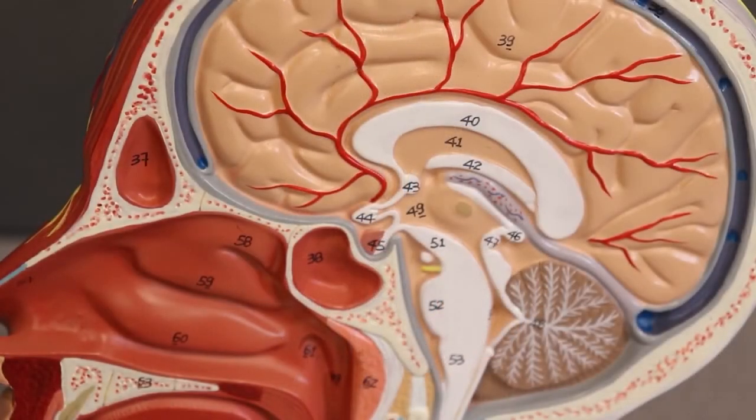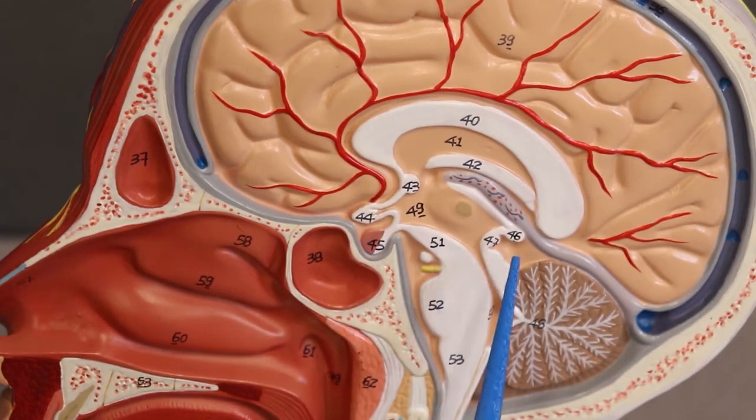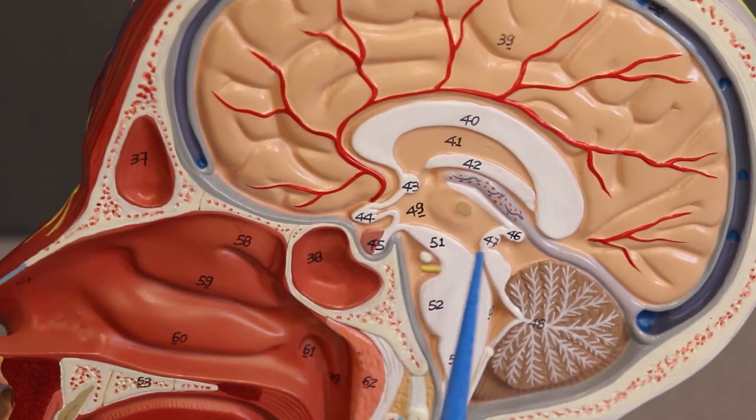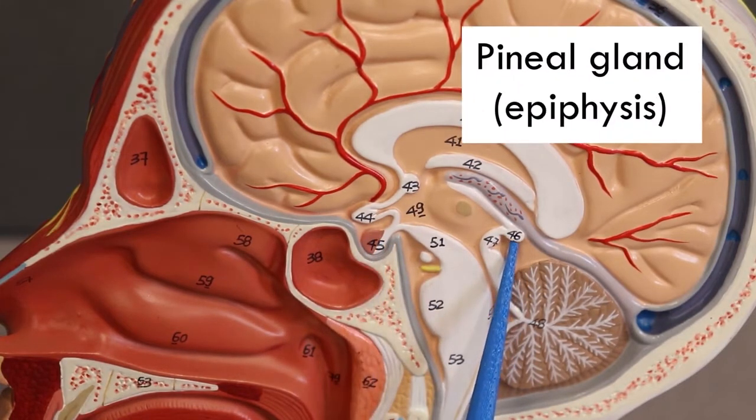So this looks like we're going to talk about the anatomy of the brain, but we're not. We're talking about the anatomy of the endocrine system. So we're going to talk about this gland and this gland. Okay? So this is the pituitary gland. This is the pineal gland.